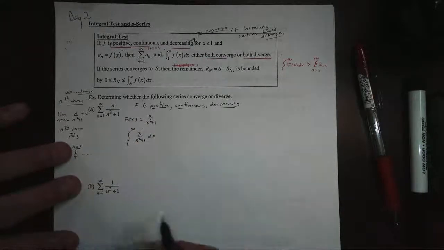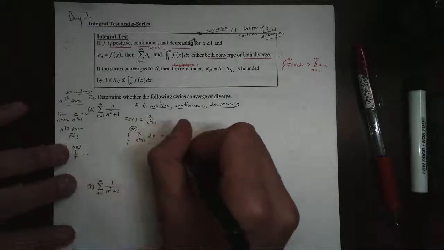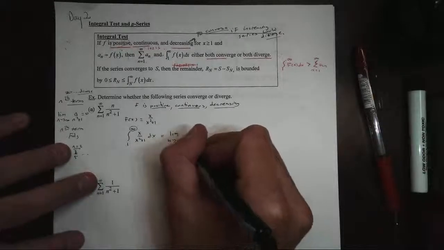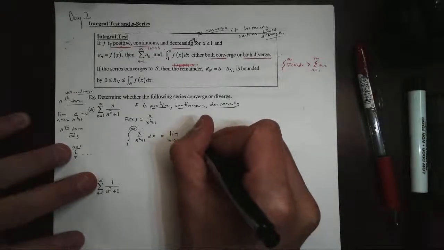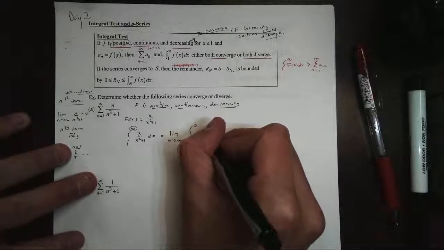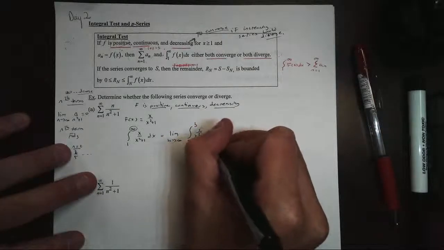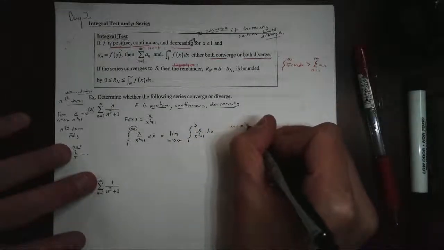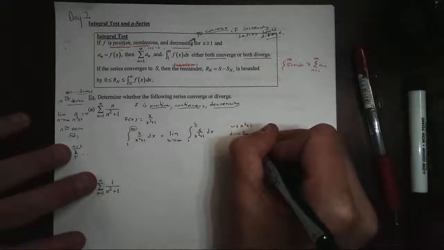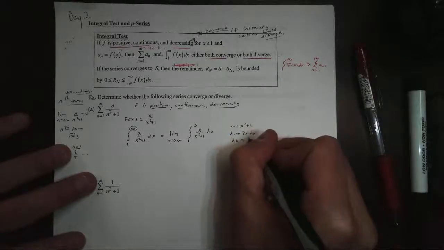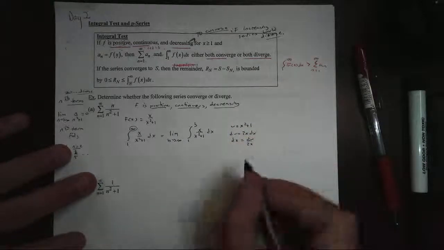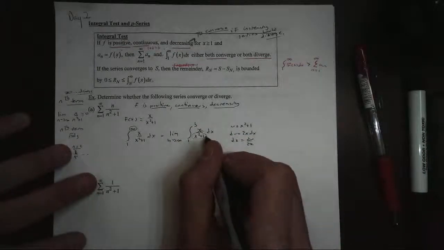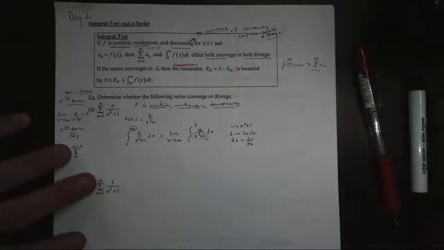Now hopefully you recognize something: an improper integral. So I have to rewrite this as the limit as b approaches infinity of the integral from 1 to b of x over x squared plus 1 dx. Using u substitution, u is x squared plus 1, du is 2x dx, dx is du over 2x. Those x's will cancel.